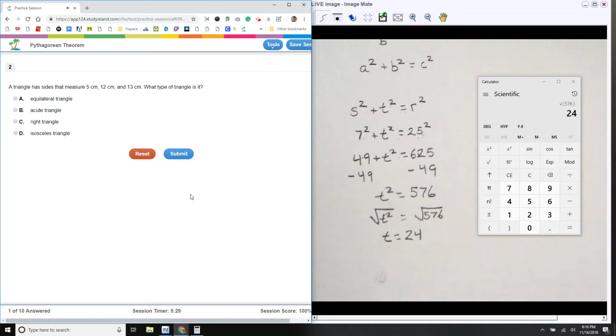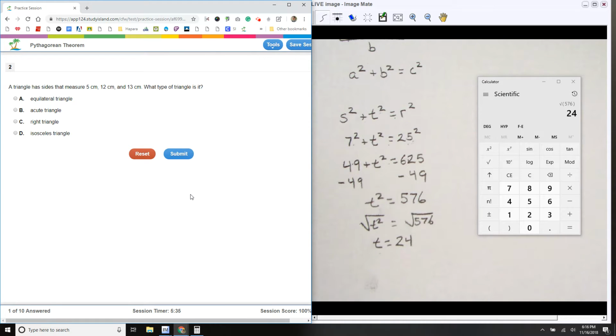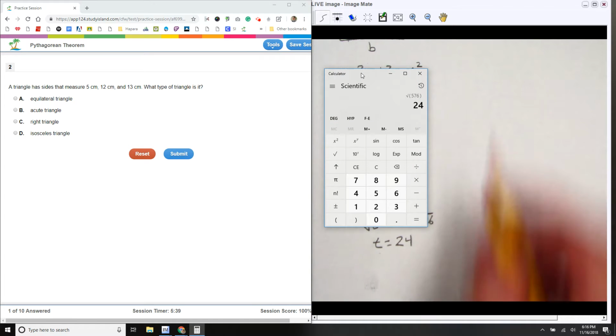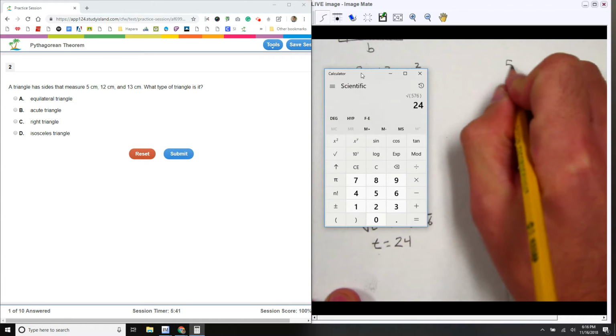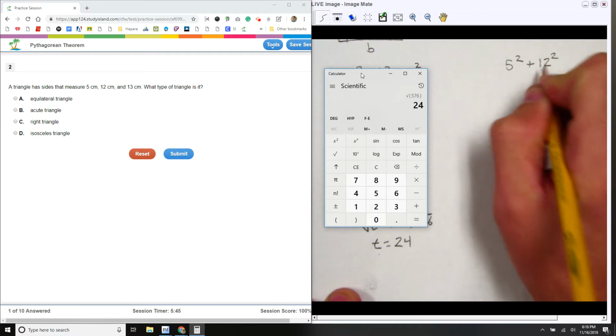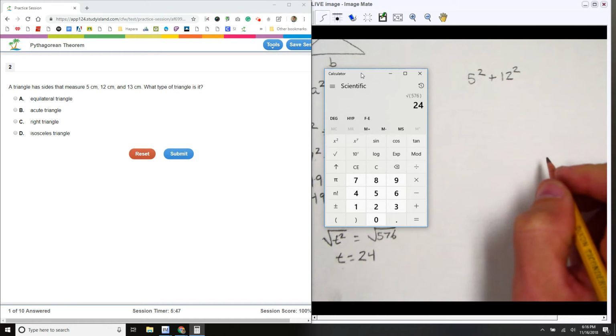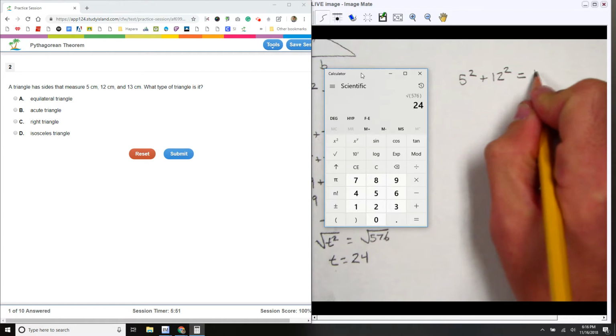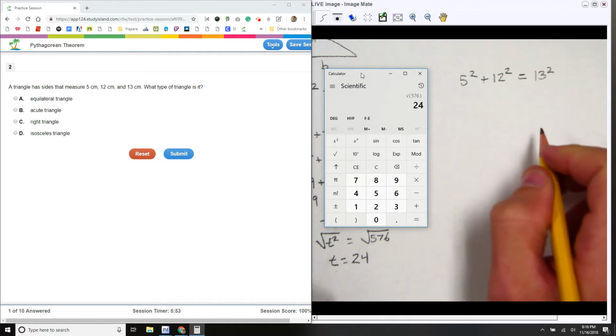The triangle has sides that measure 5, 12, and 13. What type of triangle is it? Well, according to the Pythagorean theorem, if I multiply the two shorter sides by themselves, 5 squared plus 12 squared, and add them together, if it's a right triangle, it will equal the longer side multiplied by itself. Let's see if that checks out.